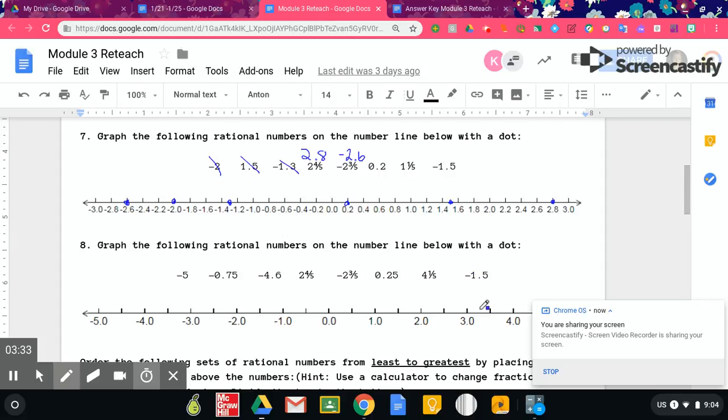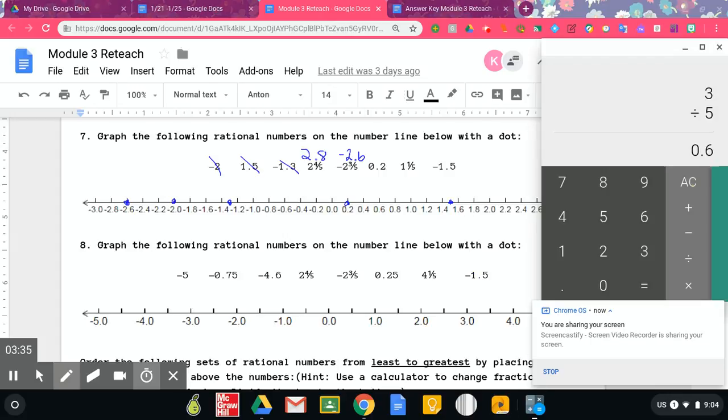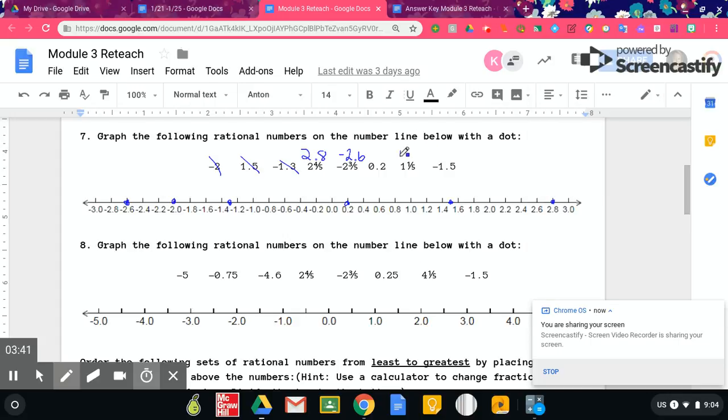And then 1 1/5. So it's a fraction again. Clear out my calculator. 1 divided by 5, 0.2. So I need to graph that at +1.2, which is right here. And then the last one is -1.5. So halfway between -1.4 and -1.6. So I'm going to stop there on those. You need to do number 8 on your own.